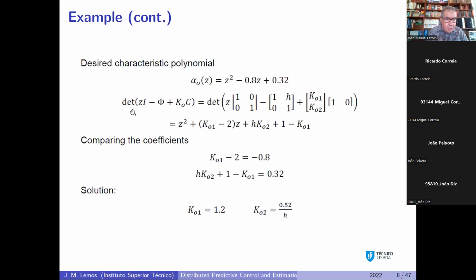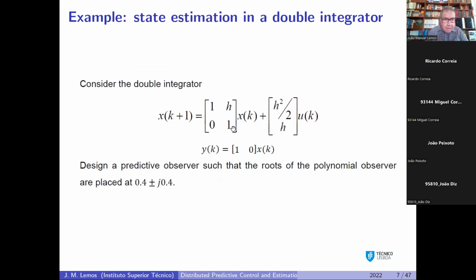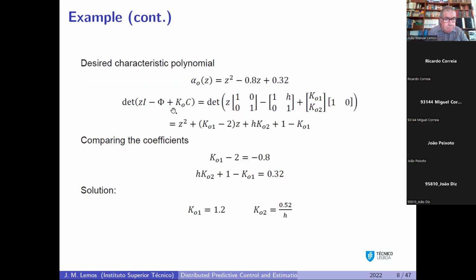And then I write this characteristic polynomial that is the dynamics of the error. Okay, so zI is just z times the identity minus phi. So I put here the phi matrix of the model. This is the phi matrix. Sometimes I also call it A. Plus K0, 2 components, times C, and C is 1, 0 again from the model. And I compute this determinant, I do all the computations, and I correct my errors that will certainly appear when I do this with pencil and paper, and I get this polynomial.